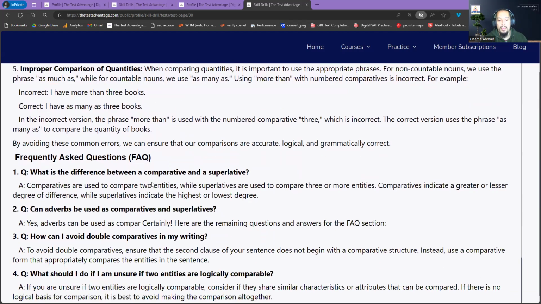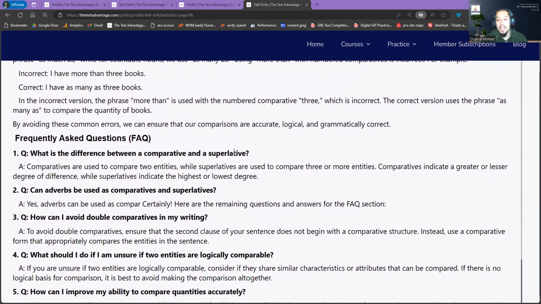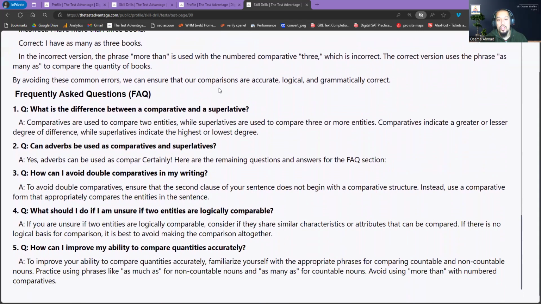It's actually a pretty easy session today, with pretty easy ideas. Just very quickly, what is the difference between a comparative and a superlative? Comparative is for 2 things. Superlative is for 3 or more. Comparative takes the phrase "more" or "-er". Superlative takes the phrases "most" or "-est".